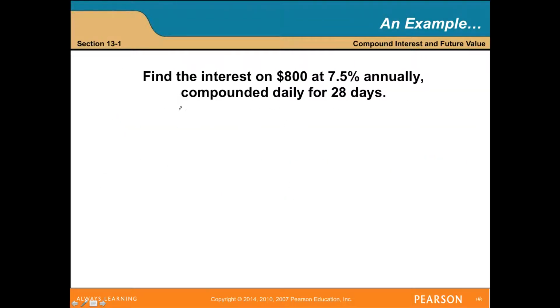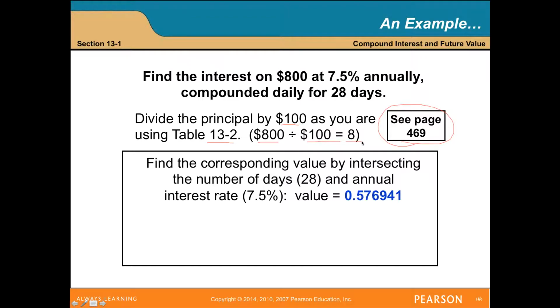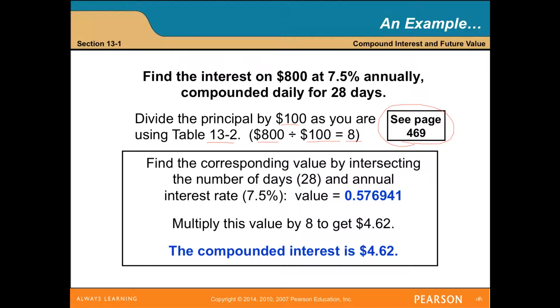So here's an example. Find the interest on $800 at 7.5% annually, compounded daily for 28 days. First, you divide the principal by 100, as you are using table 13-2, page 469. $800 divided by 100 equals 8. Find the corresponding value by intersecting the number of days, which is 28, and the annual interest rate, 7.5, and the value of that is 0.576941. Multiply this value by 8 to get $4.62. So the compounded interest on that is $4.62.